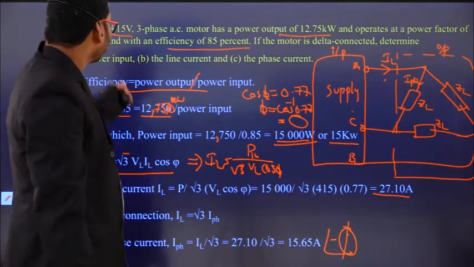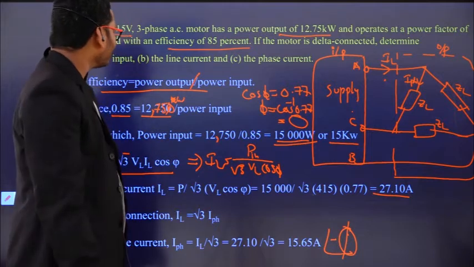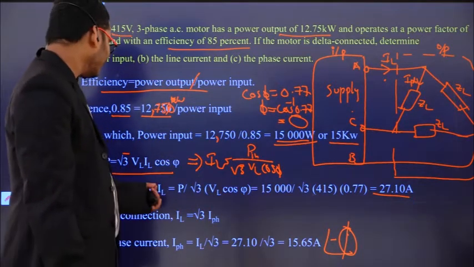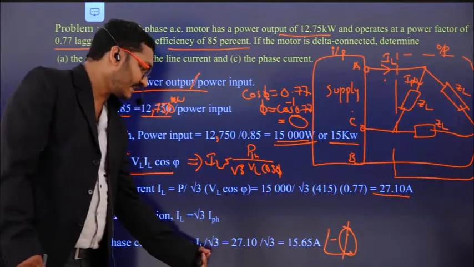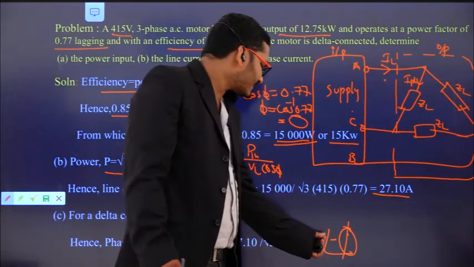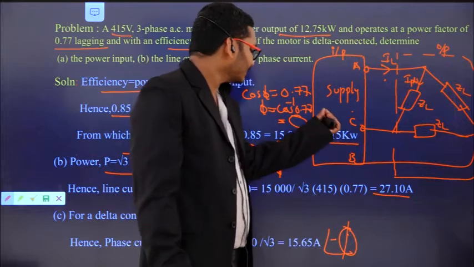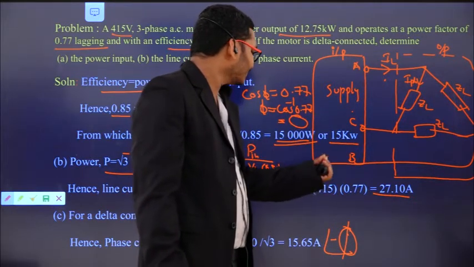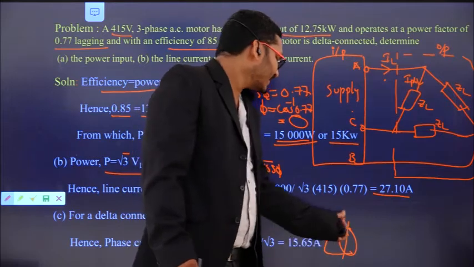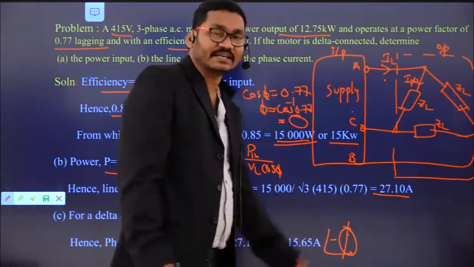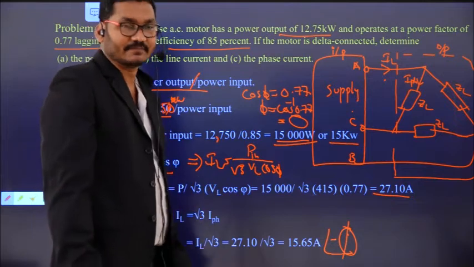We have three objectives. One is power input. Just now we found the line current and phase current. This is the line current, this is the phase current. If you want to find the angles, you can find the phase current angle: cos phi equals 0.77, so phi equals cos inverse 0.77. Just substitute this. For the line angle, there is a 30 degree difference between line and phase.